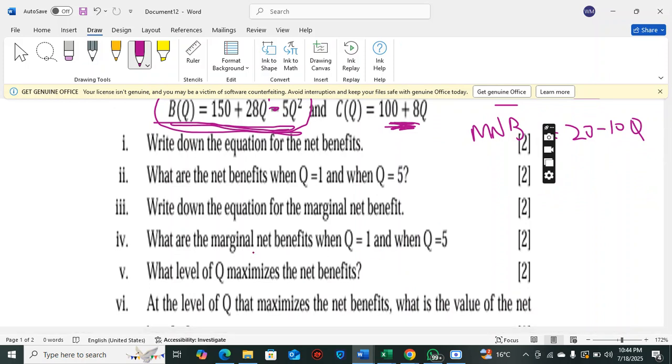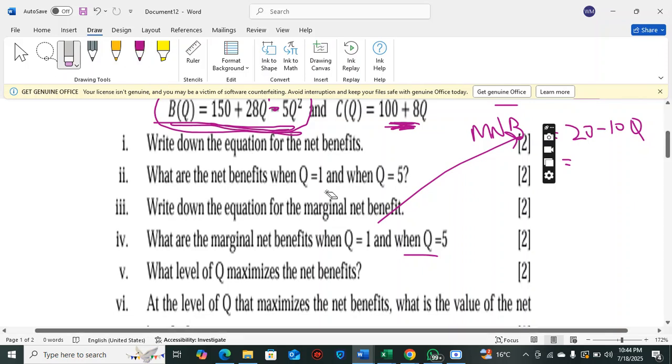Okay, what are the marginal net benefits when q equals 1 and q equals 5? Okay, so substitute q equals 1 into this equation. What do we get? Wait, when q equals 1. It will be 10.